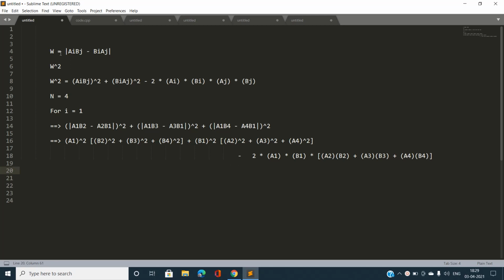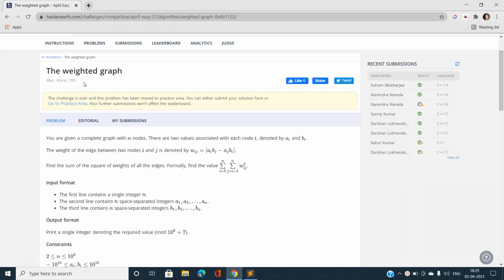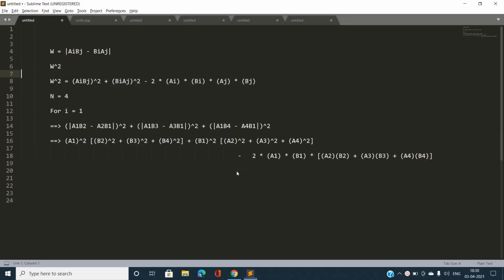You can easily see I have taken w as ai bj minus bi aj. Now we have to compute w square, that is wij square, for every i up to n, and for every i we iterate j from i plus 1 to n. First let's understand the term w square. There is a modulus sign over this subtraction, and if we square it, it would be ai bj whole square plus bi aj whole square, minus twice of ai bi aj bj, all multiplied.